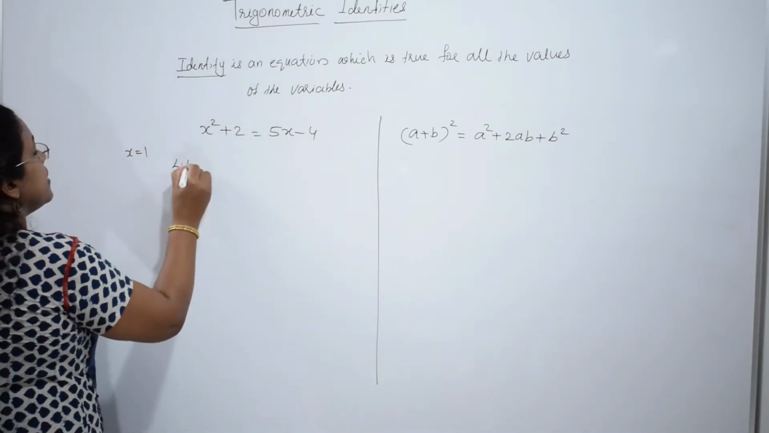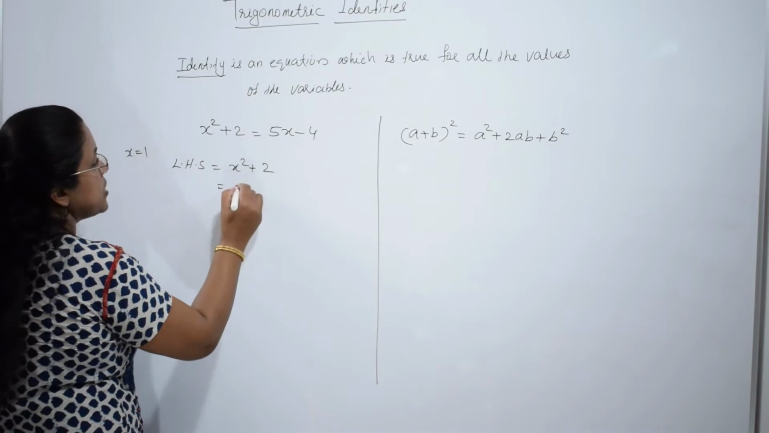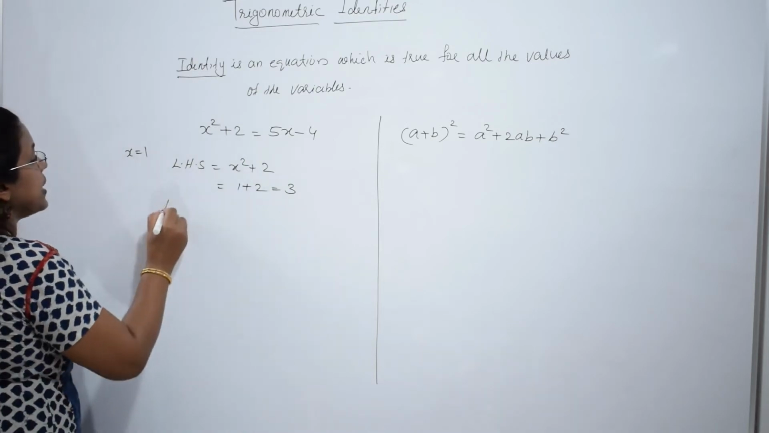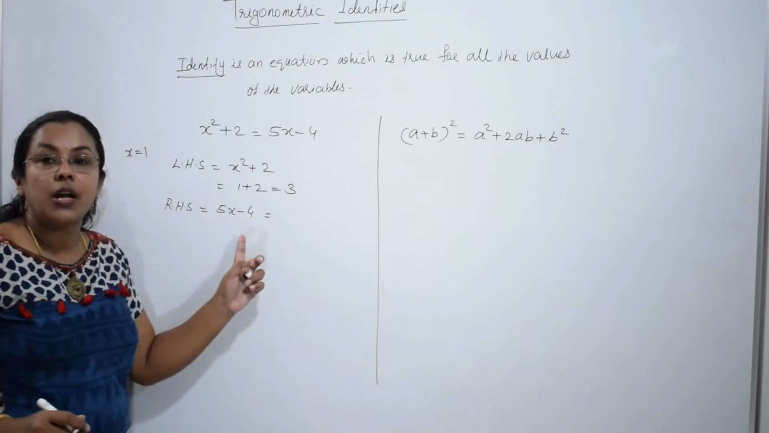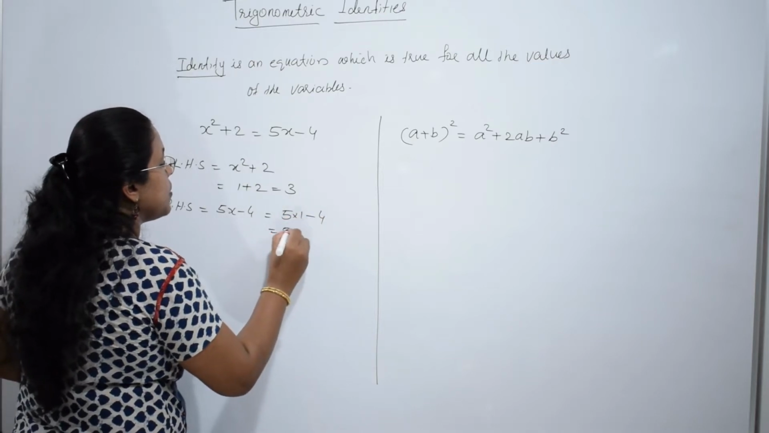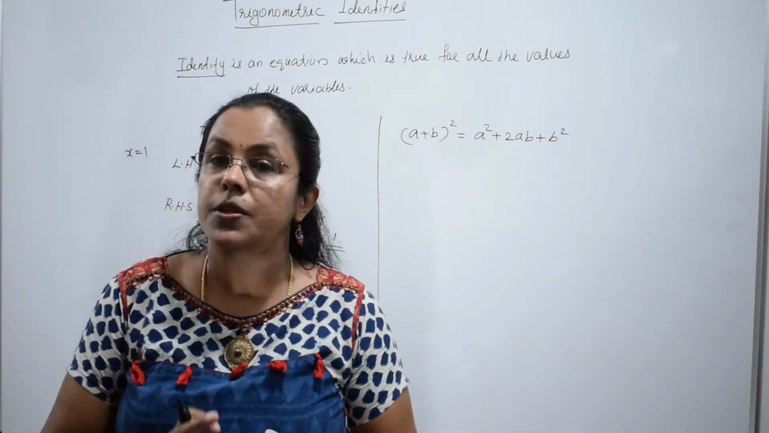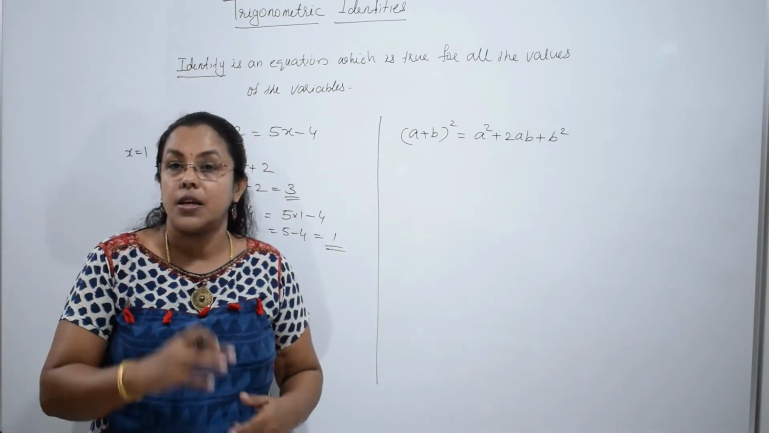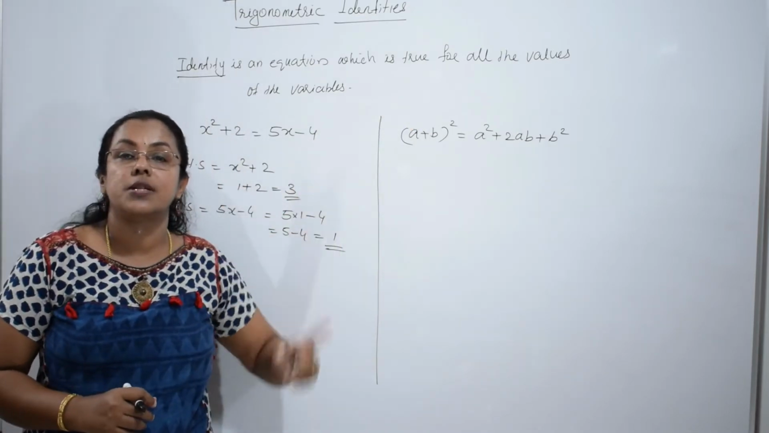Look at the left hand side. Left hand side is x square plus 2. Since x is equal to 1, 1 square plus 2 is equal to 3. Left hand side is equal to 3. And what about the right hand side? 5x minus 4. Putting the value of x as 1 here, we get 5 into 1 minus 4. 5 minus 4 is equal to 1. Left hand side is equal to 3 and right hand side is equal to 1. That means x equal to 1 does not satisfy this equation, or x equal to 1 is not true for this equation.